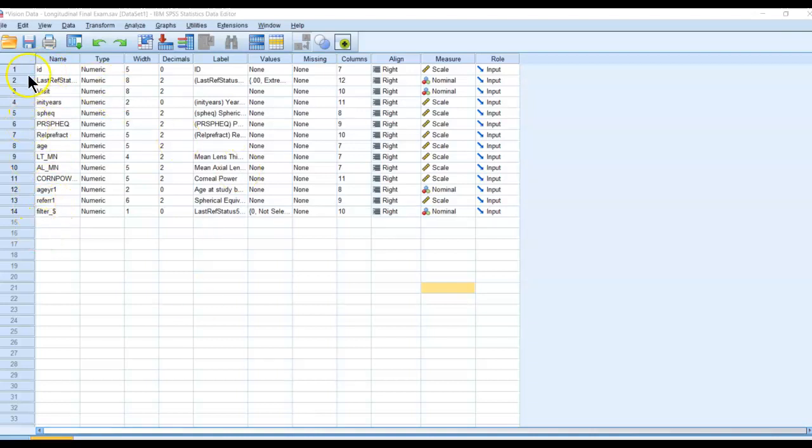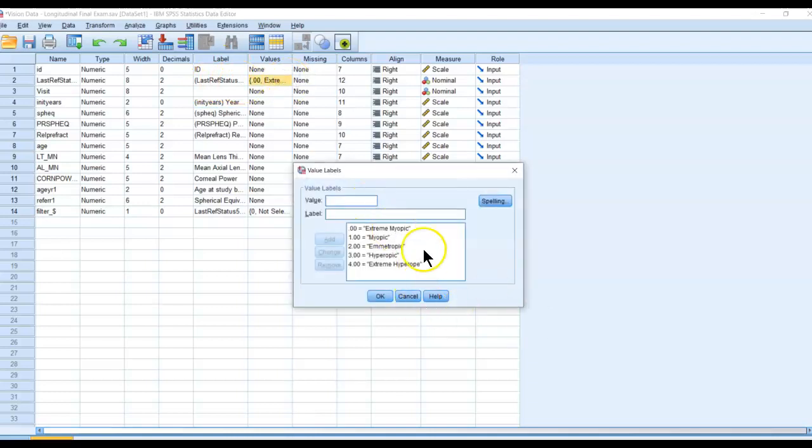We've cut down the variables. The ID is the subject. The last refractive status is what refractive state the person was in at the end of the study. 0 extreme myopes, 1 myope, and so forth.